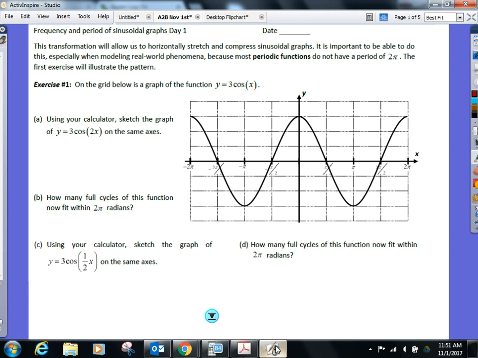Now, for the first time ever, I want to put a number in front of the cosine and the x. We have never put a number in between. We've always put a number out in front, but we've never put a number in between. So how does that affect the graph? Everyone go to your graphing calculators because we're going to do it on the calculator first.